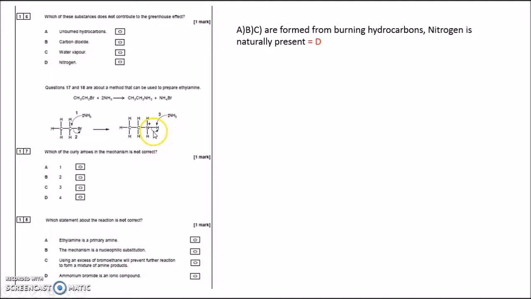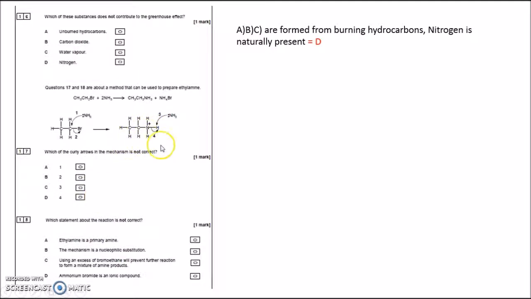Then the problem, and that's perfectly acceptable, the problem then is that this electron pair from the NH bond should actually go onto the N plus and cancel out the N plus. So that should be the way that would work. Arrow number 4 is incorrect.